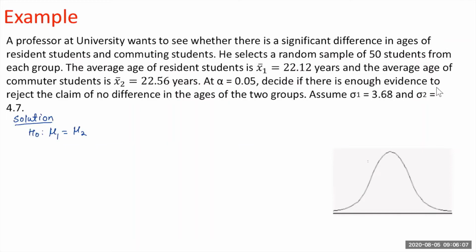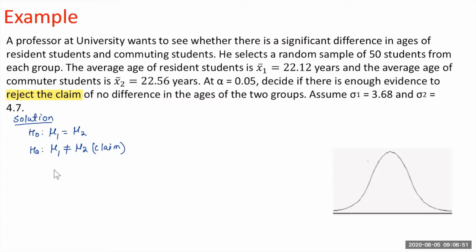And our evidence here is we want to check, or we want to reject, the claim of no difference in the age. So your alternate hypothesis is no difference, meaning mu1 is not equal to mu2. Because in the alternate hypothesis, you will have not equal to, greater than, or less than. But here we are talking about no difference, meaning not equal to. And this is our claim, according to the question. Because we want to decide if there is enough evidence to reject the claim. We are trying to reject the claim. Can we reject the claim at 5% significance level? So this is the null hypothesis.